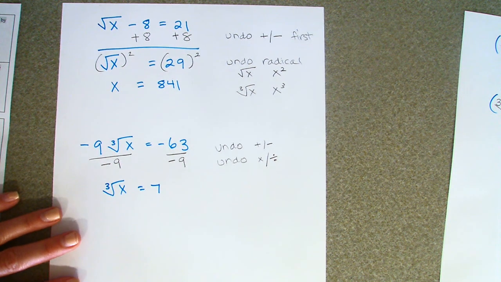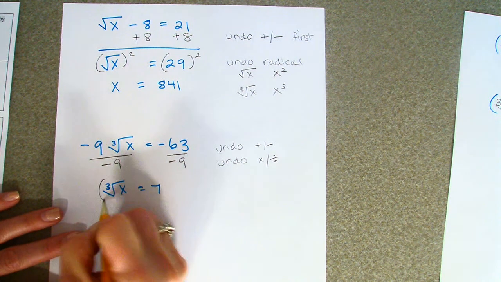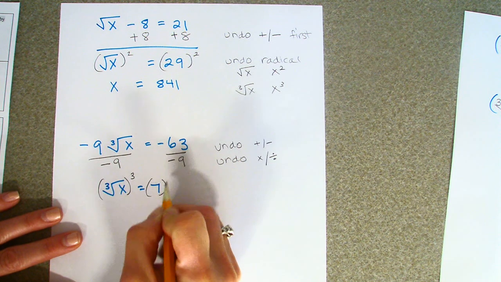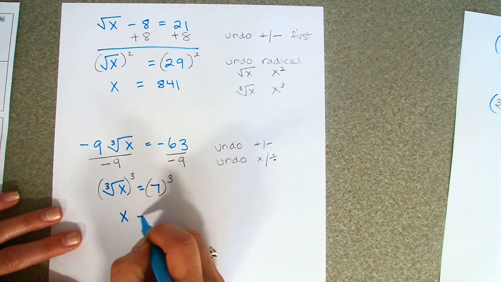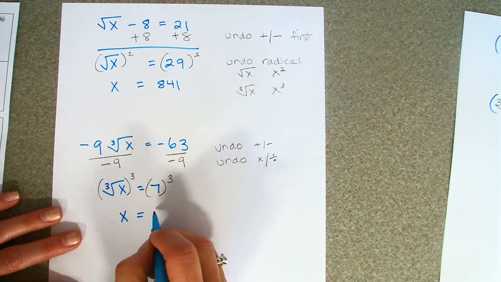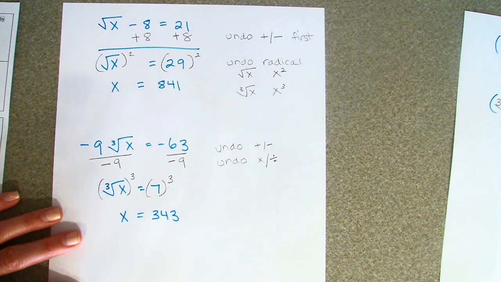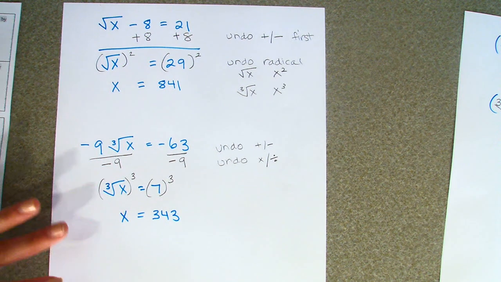So now I can get rid of the radical because I'm solving for x. I don't want to know what cube root of x is. I want to know what x is. So I can cube both sides to get x by itself. On the left side, I'm left with x. And on the right, 7 cubed is 343. You're going to try a couple of these now.